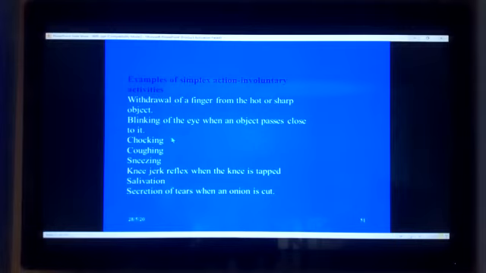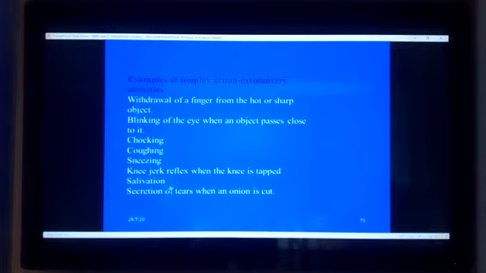Then number two is the blinking of the eye when an object passes close to it, and this is very common. Of course, this happens with an aim to protect the internal structures of the eye against mechanical or physical harm. Then the other example is choking. Coughing is another example. Sneezing. And then the most common that is done actually in some of the experiments to demonstrate the simple actions is the knee jerk experiment, when the knee is tapped.